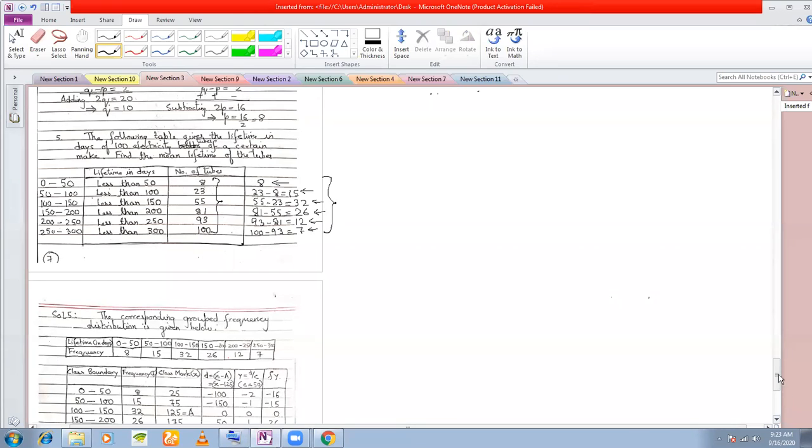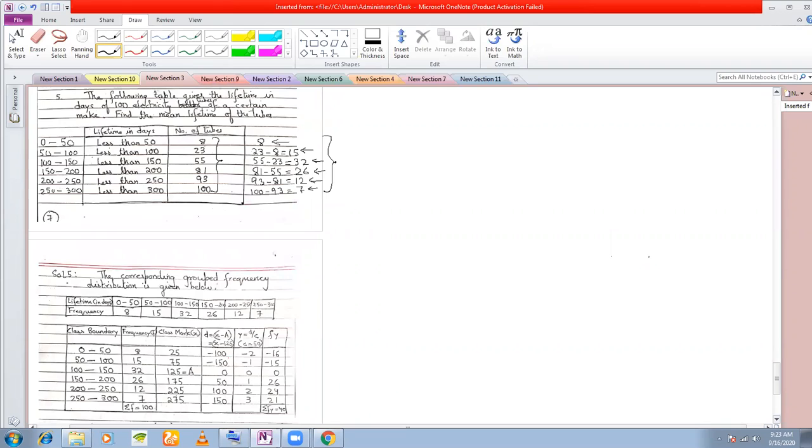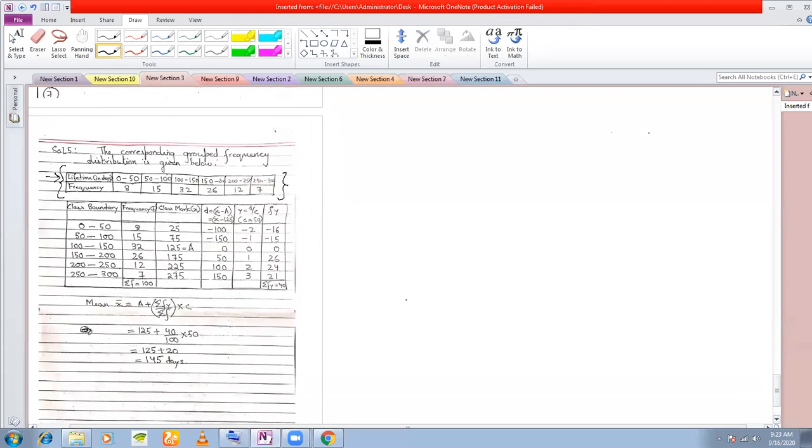So what you do here is, once you know that cumulative frequencies are given, you construct your class boundaries in this manner. See, I've drawn the table once again. I've drawn this lifetime in days, and I've given the frequency, and the class boundaries, 0 to 50, 50 to 100, 100 to 150, and so on. I have rewritten the question in a convenient manner with the class boundaries and the frequencies. Once I have done that, now I'll draw my tables in the usual manner.